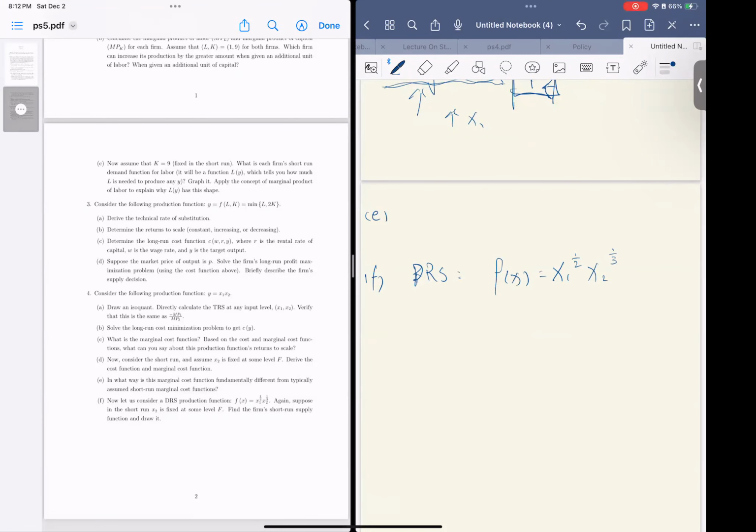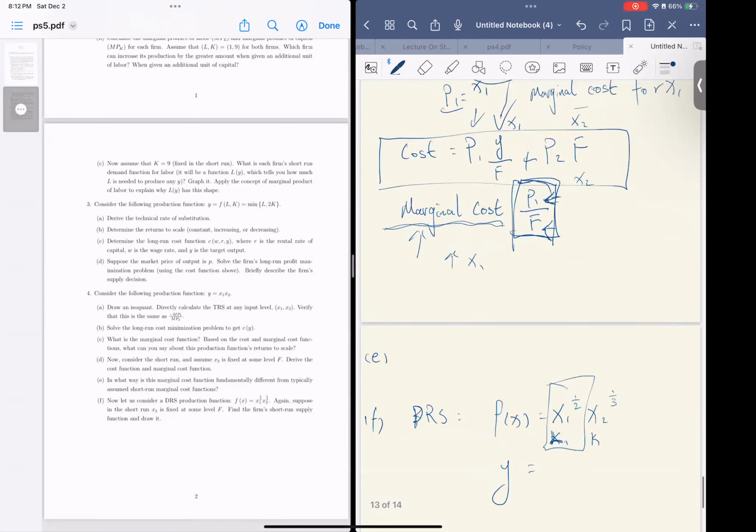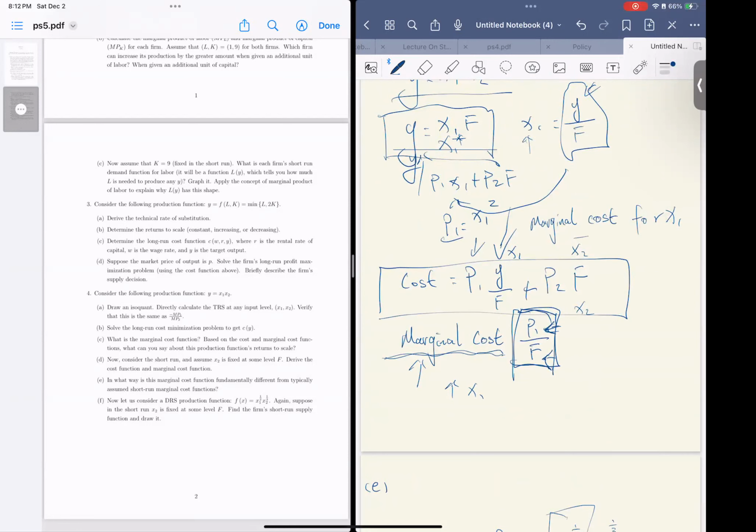Okay. Again, suppose in the short run x2 is fixed at some level of f. Find the firm's short run supply function and draw it. So this is a classic scenario where your production actually decreases when you add an additional unit of labor. We see x1 as labor and x2 as capital, right? So in this case, we experience this decrease in productivity when we increase one unit of labor.